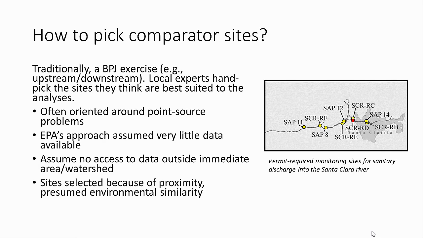Typically, these are oriented around point source problems. It's a lot easier to see impacted and unimpacted sites. And generally, they're assuming that you don't have a ton of data available to you. You don't really have access to any information of what's going on outside your watershed. And you're typically selecting your comparators based on how close they are to your test site, and you're assuming that there's some kind of environmental similarity. This is an example of our case study in the Santa Clara River that we used in the bioobjectives process. The red site was our case site, and then all these sites up and downstream were used as comparators.